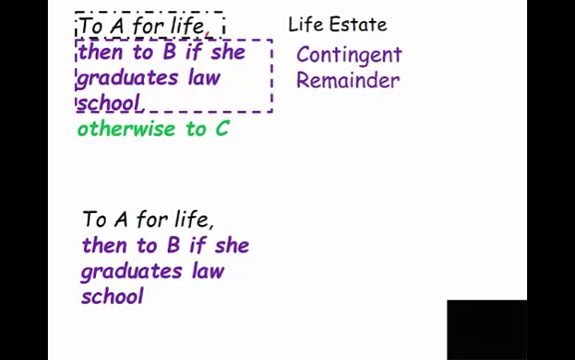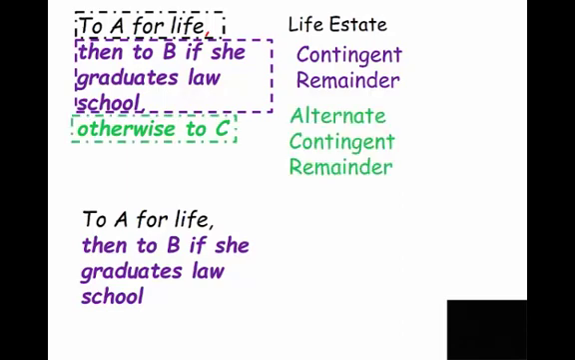B is an identified person, but there's a contingency that has to be satisfied before B gets the property. And there's an alternative contingent remainder, because if B doesn't satisfy the condition, then C will get the property. So the contingency is B graduating from law school. Either B will do it, in which case B gets the property, or B will die without having done it, in which case the property will go to C.